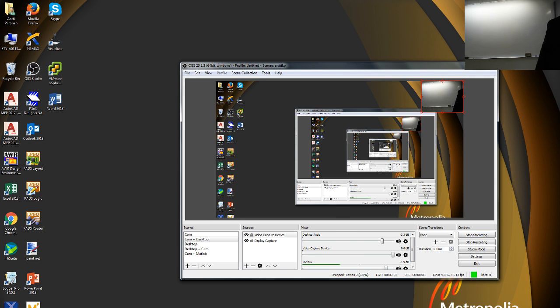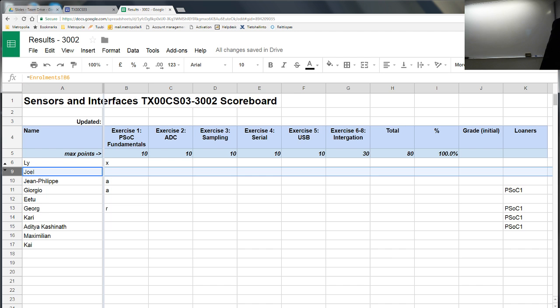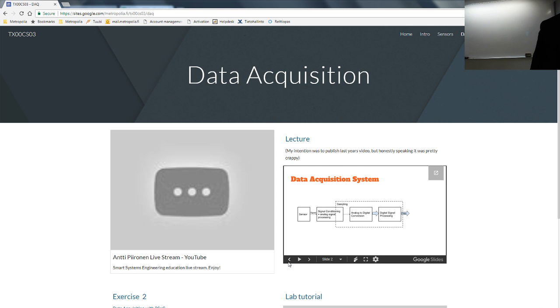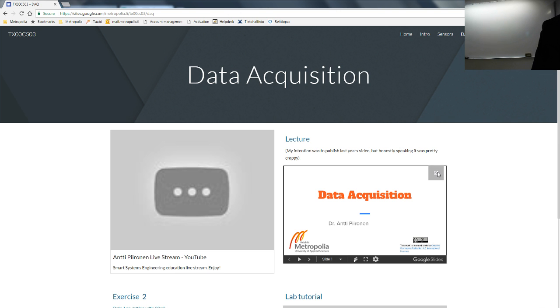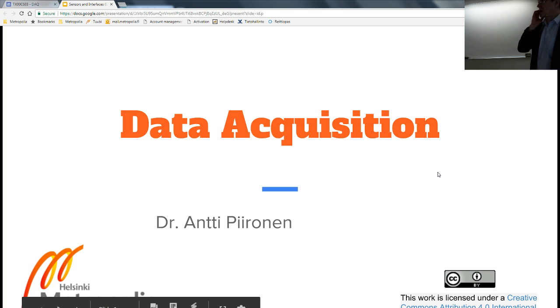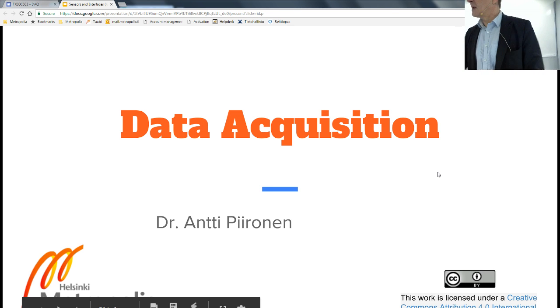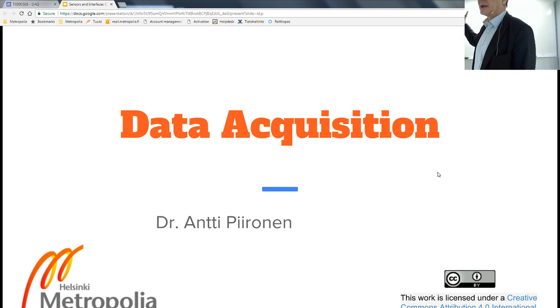Today's session is about data acquisition. Data acquisition, that's today's topic. Basically, what I'm going to do is go through the slides, but actually I'm using a whiteboard.